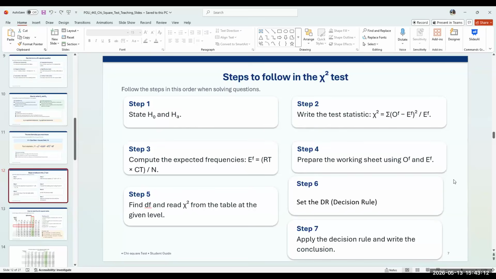In step 1, we wrote the two hypotheses down using the variables given in the question. In step 2, we also wrote only the formula down. So basically in step 3 and step 4 we actually did some work. In step 5, you did a subtraction of row minus 1, column minus 1, and then went to the table to look for what it was. And then in step 7, we give our conclusion based on what the answers were in relation to the decision rule that we have stated.